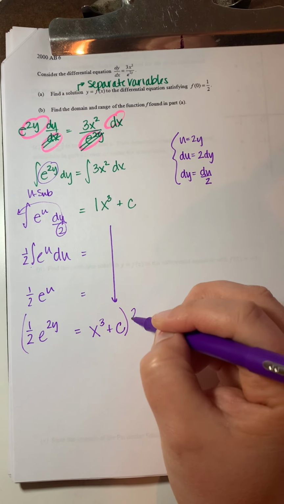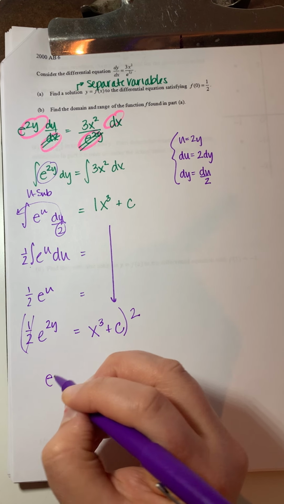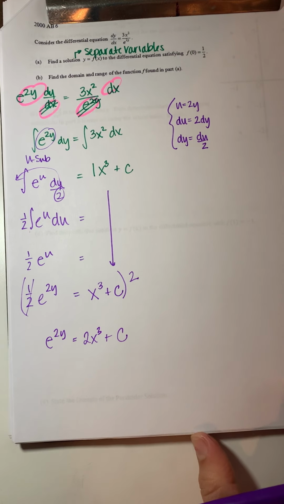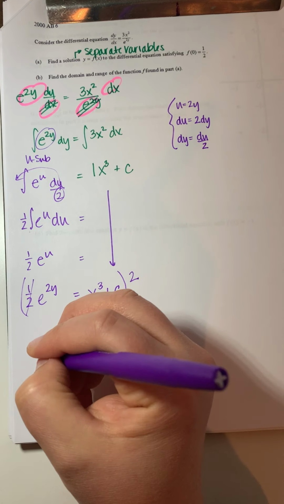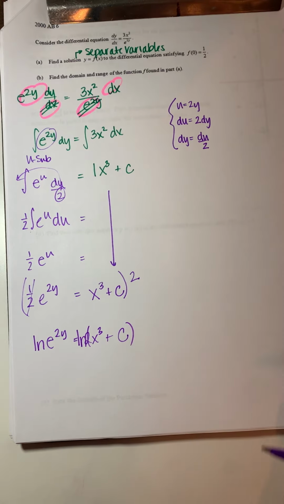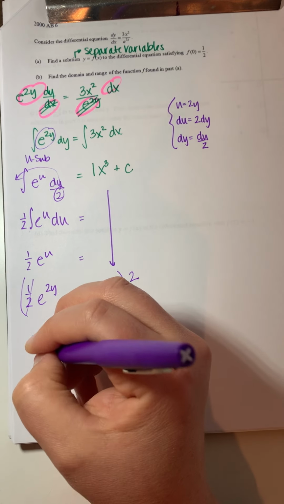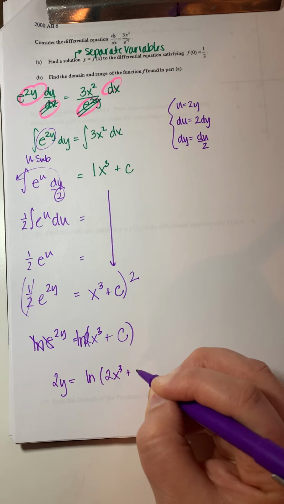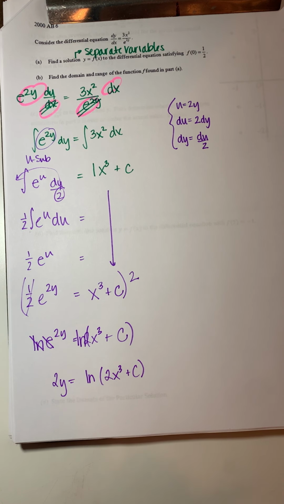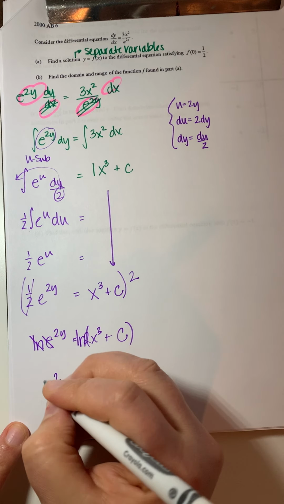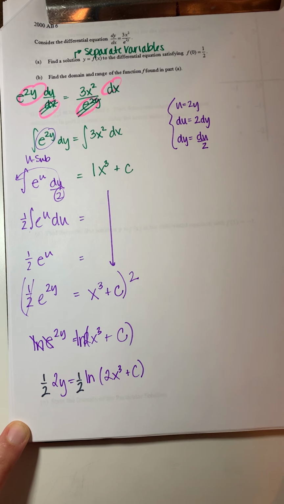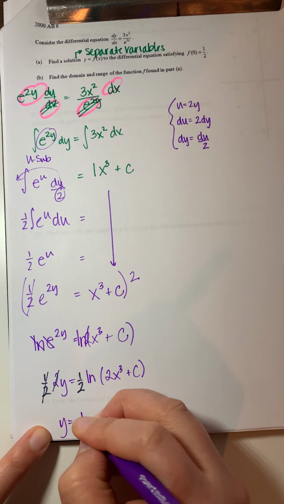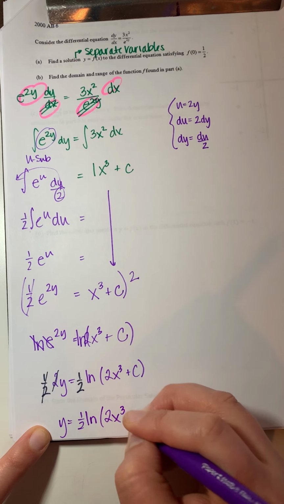Next step, I'm going to multiply everything by 2. I have to get rid of this 1 half, so that's gone. e to the 2y equals 2x cubed plus c. Nobody cares. We didn't know what it was, so we're leaving it as a plus c. Then from there, I need to take ln of both sides. Make sure that you ln that whole 2x cubed plus c together. So my ln and my e cross out. I have 2y equals the natural log of 2x cubed plus c. Then my last step is to cancel out that 2 in the front. 2 can be multiplied by 1 half to cancel it out. So these cross out, and I have y equals 1 half natural log 2x cubed plus c.